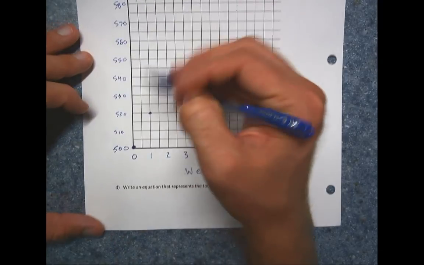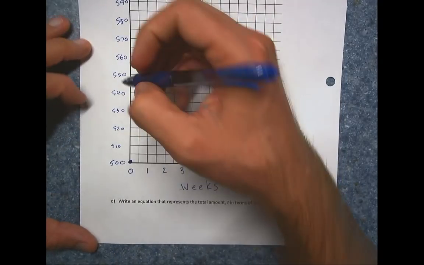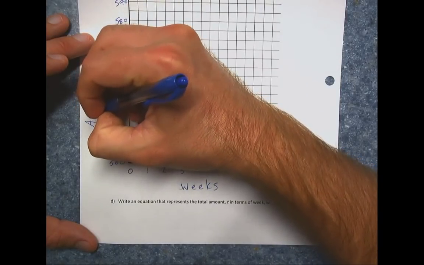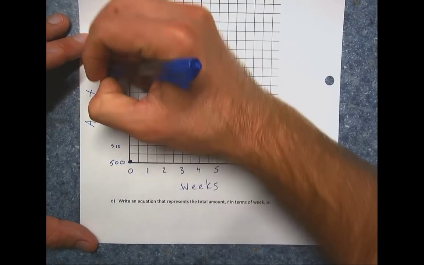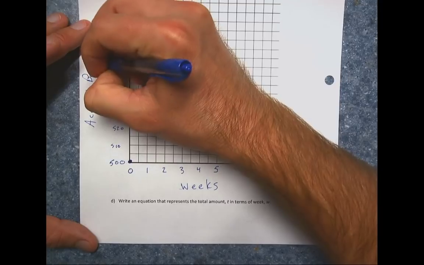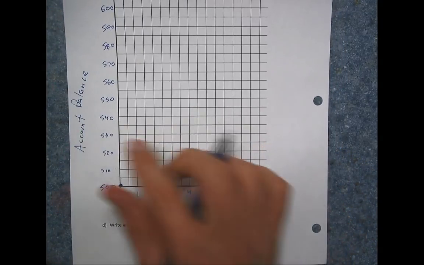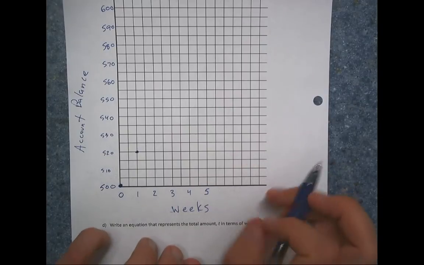Now, one thing I forgot to do was label what these numbers represent. You always need to label it. So this is the amount of money. You could just call it money, but this is in an account. So be more specific than just money, because money can be any situation. It's how much money is in his account. So it's his account balance.